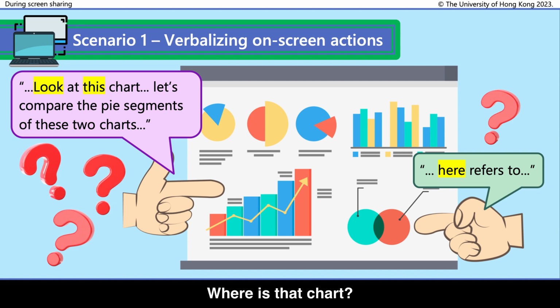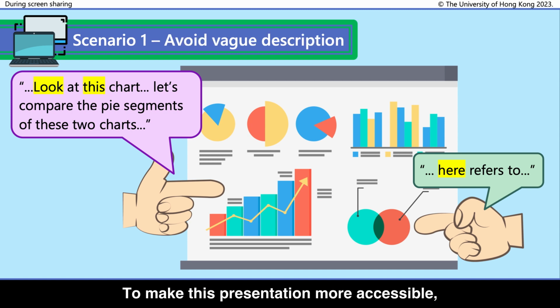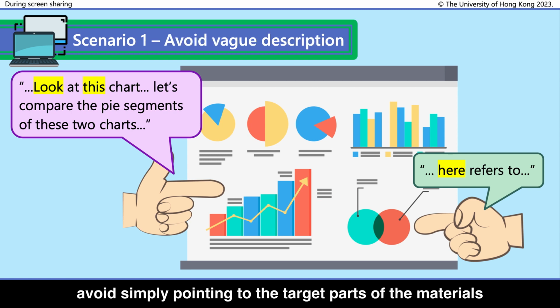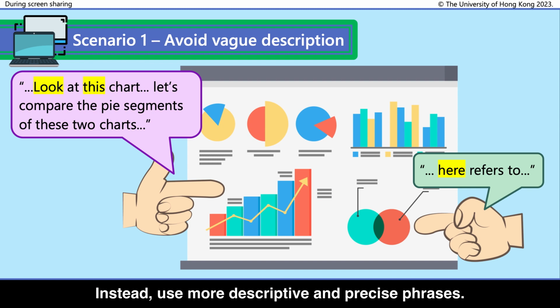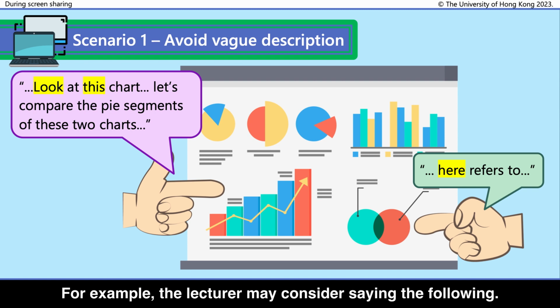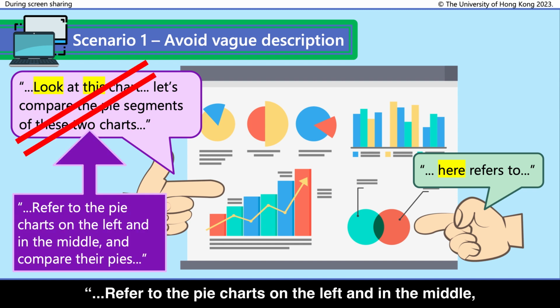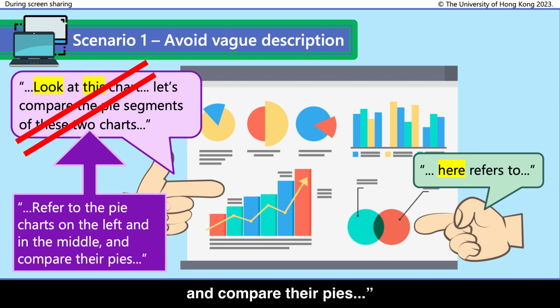Where is that chart? To make this presentation more accessible, avoid simply pointing to the target parts of the materials while elaborating their content. In addition, avoid using vague descriptions such as here, that, or this. Instead, use more descriptive and precise phrases. For example, the lecturer may consider saying the following. Refer to the pie charts on the left and in the middle, and compare their pies.